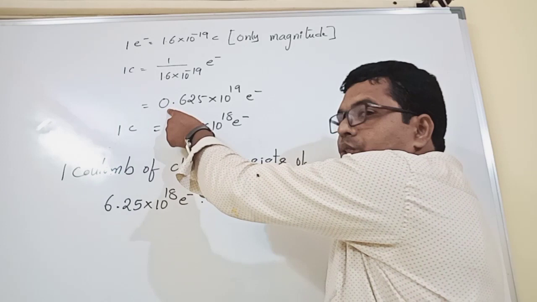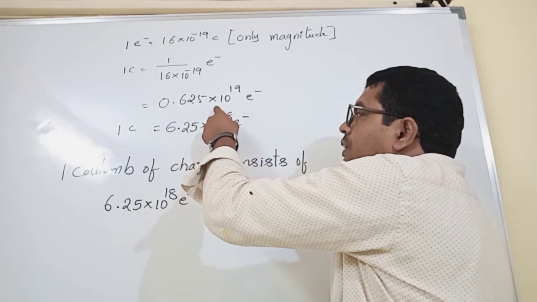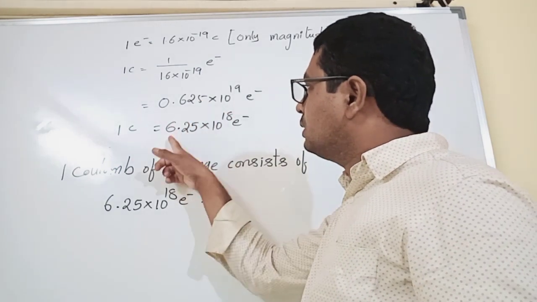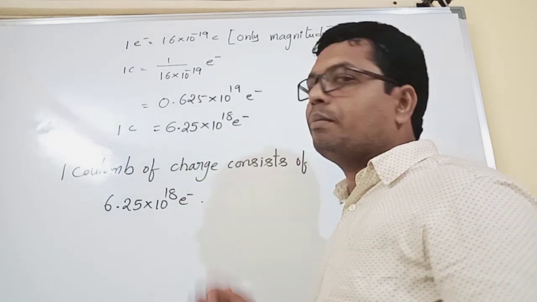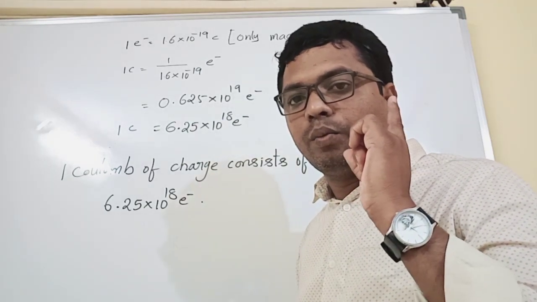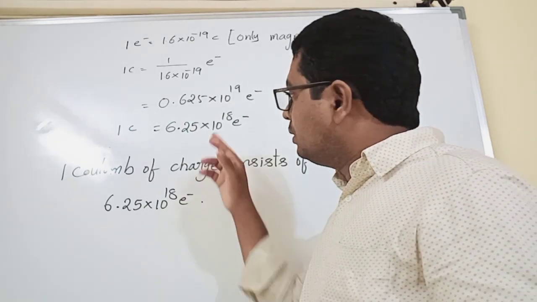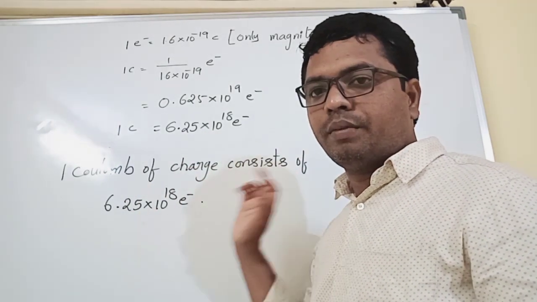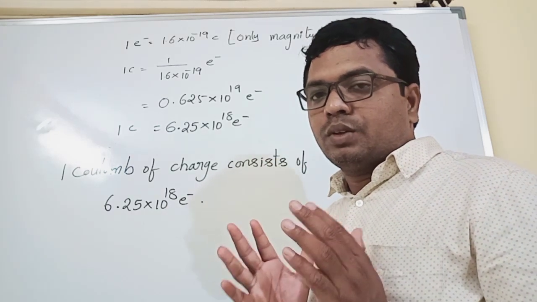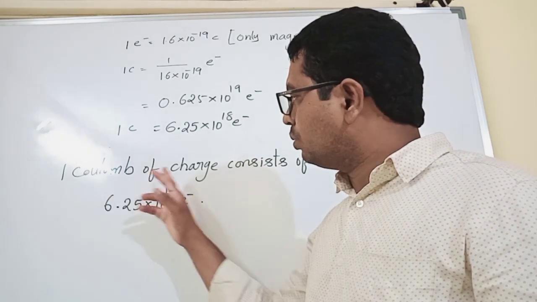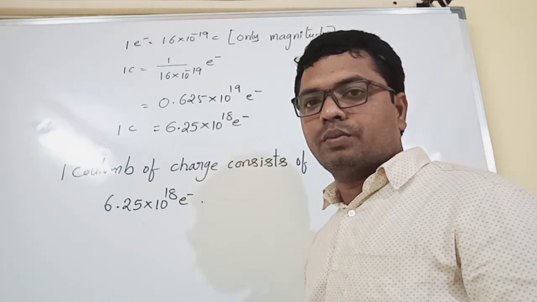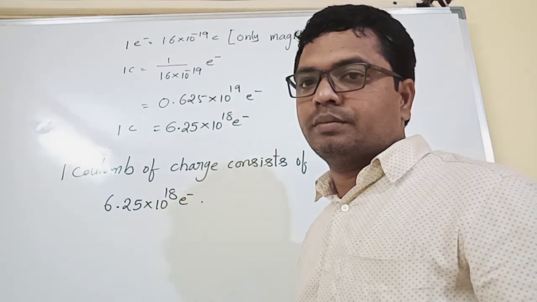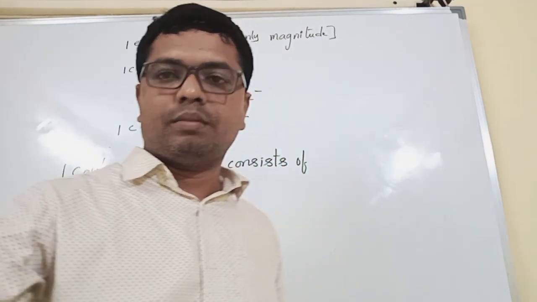That value is equal to 0.625 into 10 to the power of 19 electrons. That is, 6.25 into 10 to the power of 18 electrons are available in 1 coulomb of charge. So 1 coulomb of charge consists of 6.25 into 10 to the power of 18 electrons. This is the basic thing, and it is very useful in solving problems.